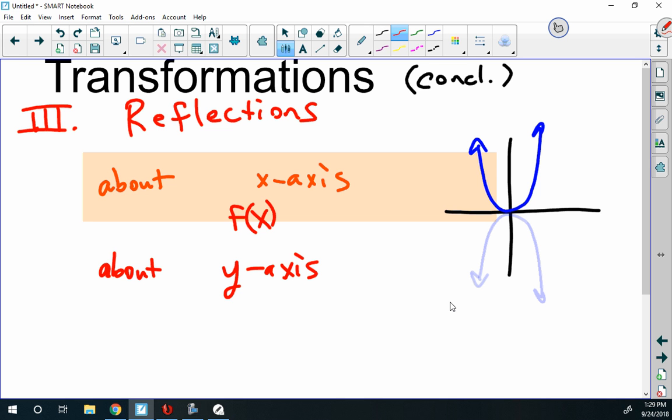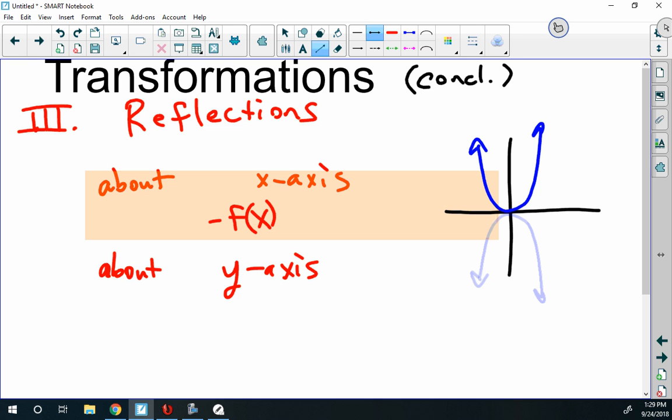Make it negative? Make what negative? The whole thing, right? Make the whole thing negative. Bam, there it is. Our y values come from the f of x, so we just stick a negative in front of it, and that's it. That does it. Well, I'm going to put up a big border.